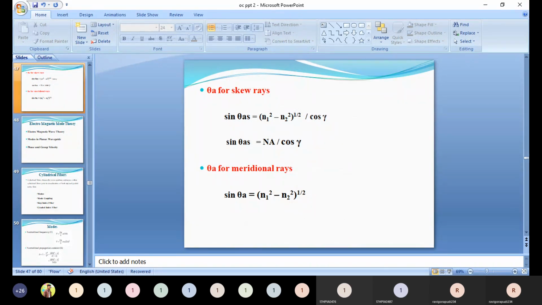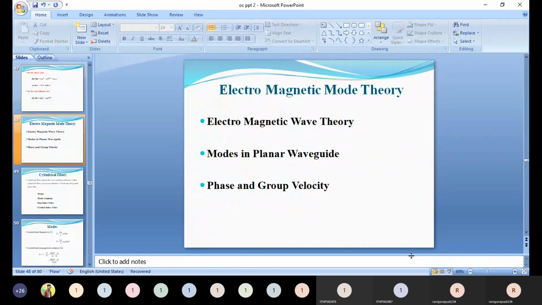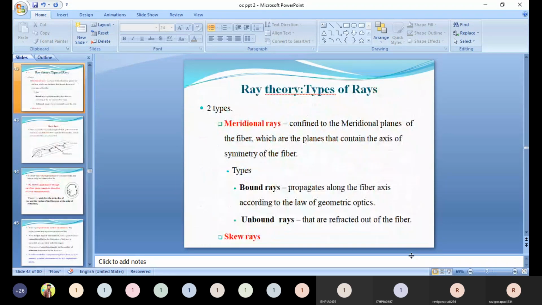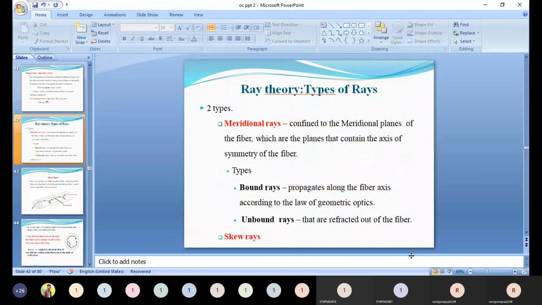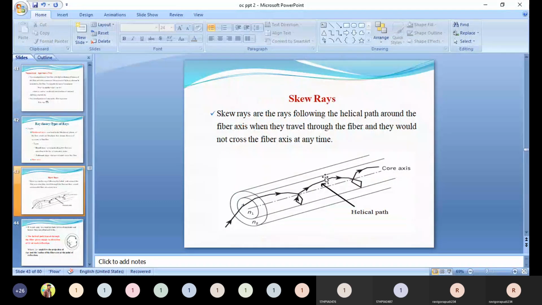Like this, we have different problems in the light rays or ray theory. Today we discussed ray theory. In the ray theory, we have meridional and skew rays. Meridional, two types: bounded and unbounded rays. Bounded means those are propagating within the core only. Unbounded means those are propagating outside the core also, or they are transmitted into the cladding. And skew rays are nothing but the light ray path is just like helical shape. Those type of rays are called skew rays.